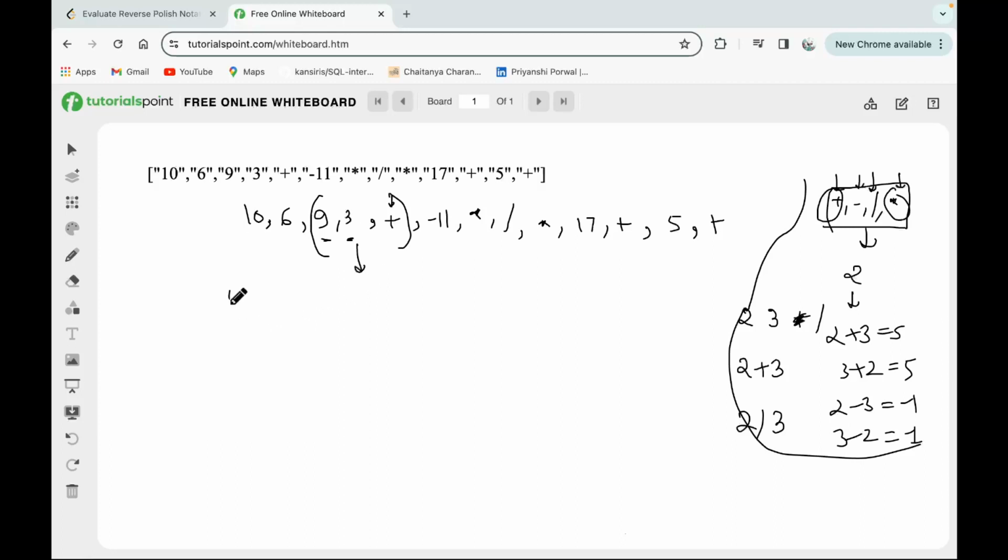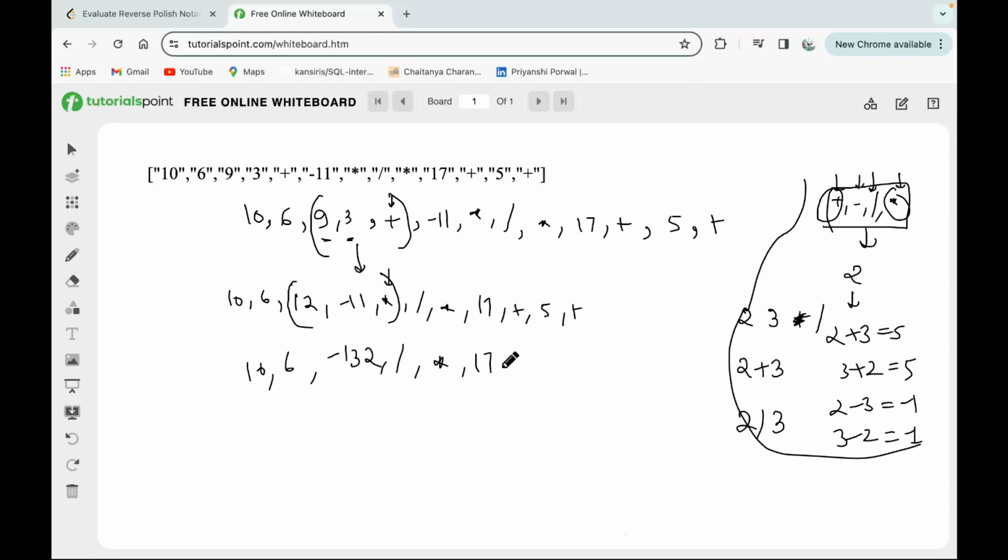So this will basically become 10, 6, and this is nothing but 12, right? And we have minus 11 multiplication, and just copy the whole string. Okay, now I can see that this is a multiplication operator, so I'm going to take it. So I'll simply do a multiplication here and it will give me minus 132, right? And then we have a 6, a 10, and this multiplication, a 17, a plus, a 5, and plus, right? Then we have to take these two, right?